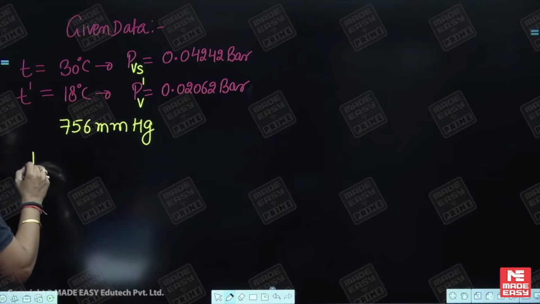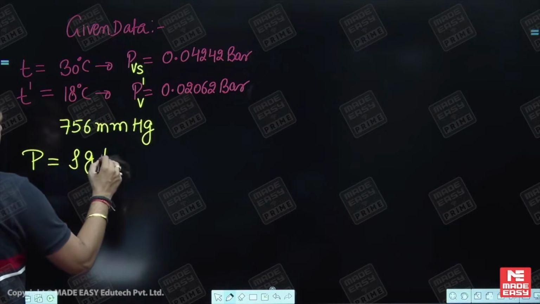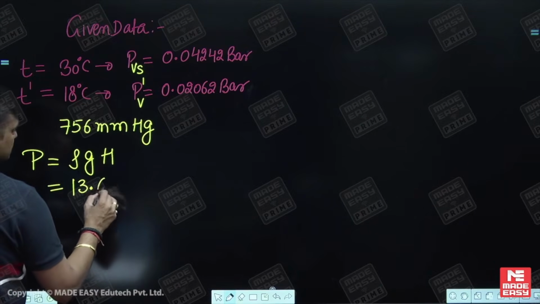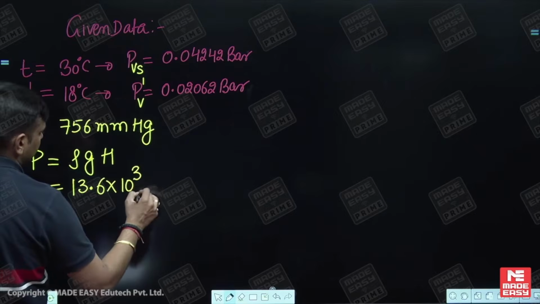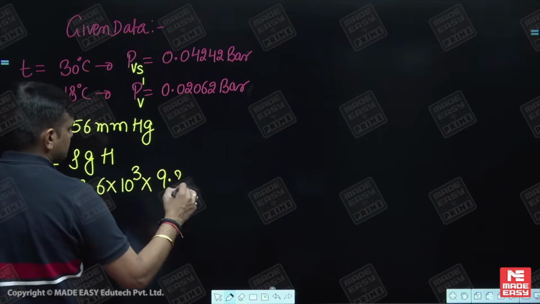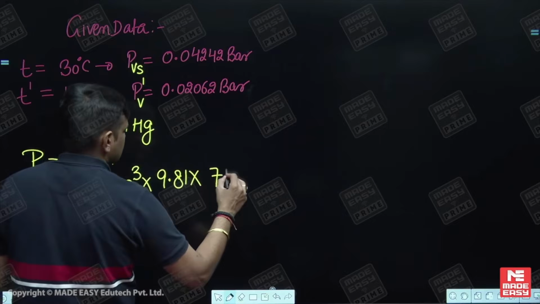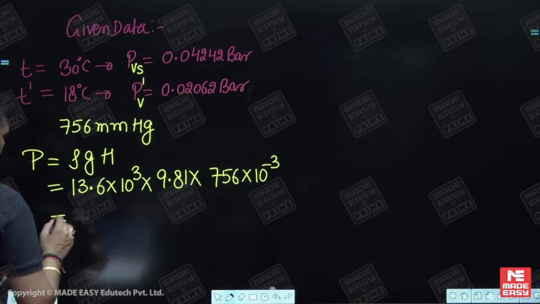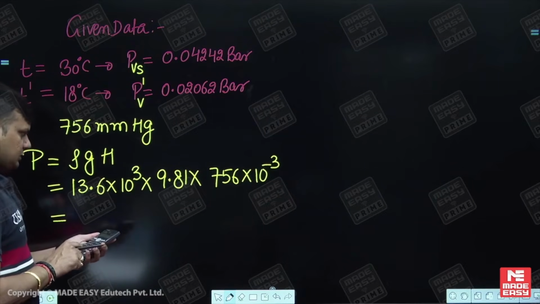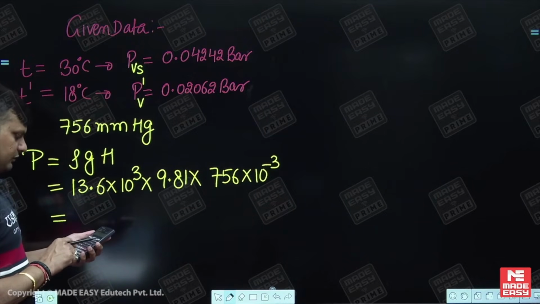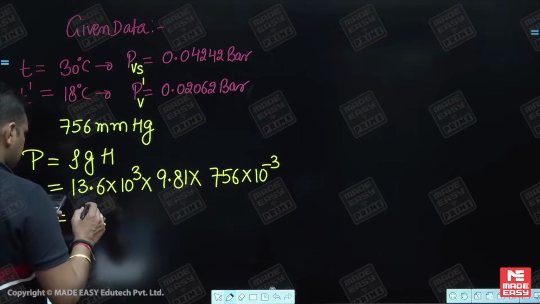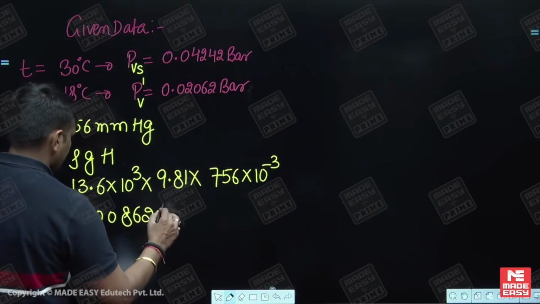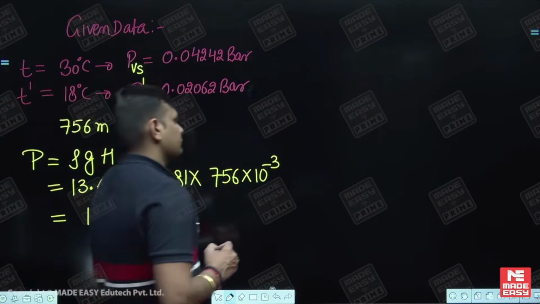So how to calculate the total pressure? P is equal to rho GH. The density of mercury is 13.6 times heavier than water, G is 9.81, and the head is 756 mm, so convert it into meters. So 13.6 into 9.81 into 0.756. This is coming out as 100,862.49.